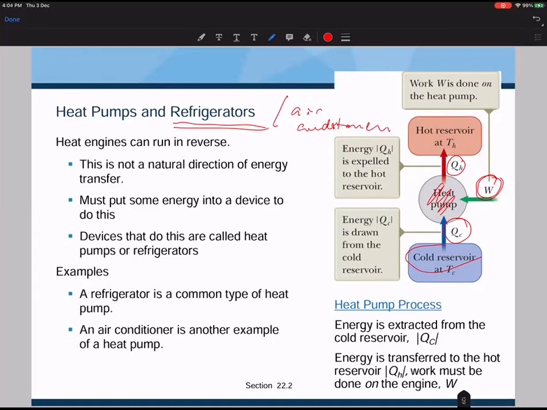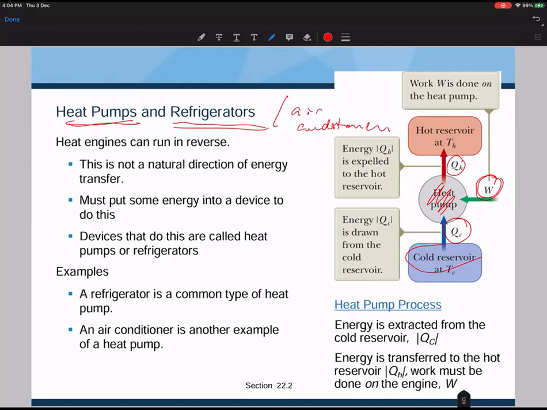Of course, if you are reversing the direction of the refrigerator or the air conditioner, say in the cold places, you could simply reverse the direction of the air conditioner, turn the cold side to the surrounding and turn the hot side to the room. And then you would have effectively a heat pump. So that is how you could make use of the same engine to use it as a refrigerator or a heat pump.